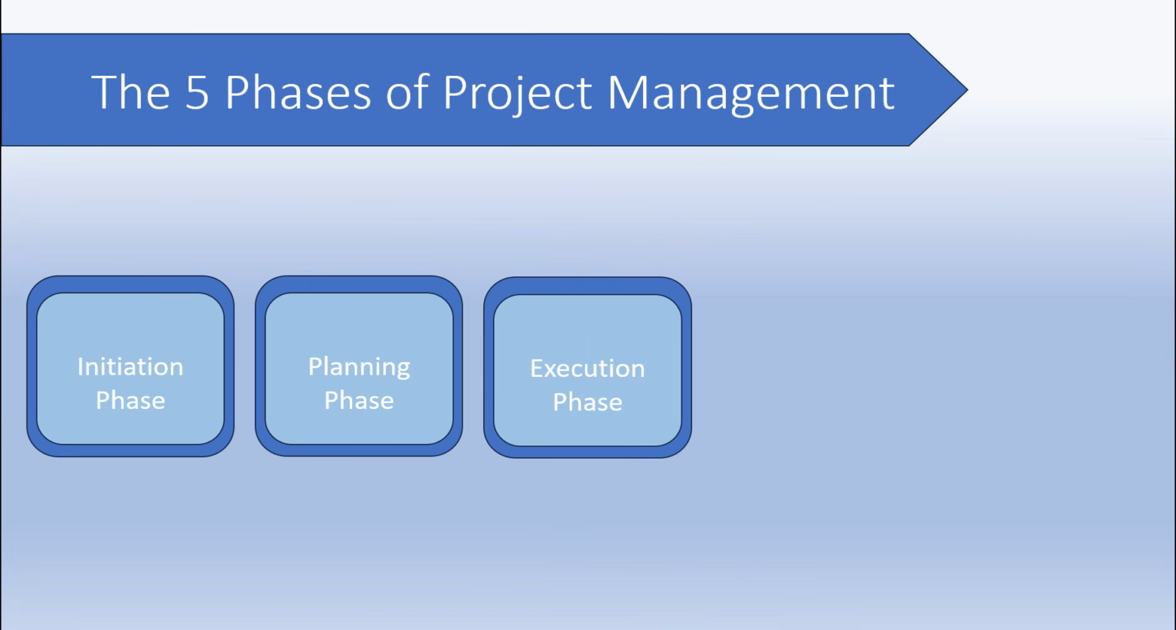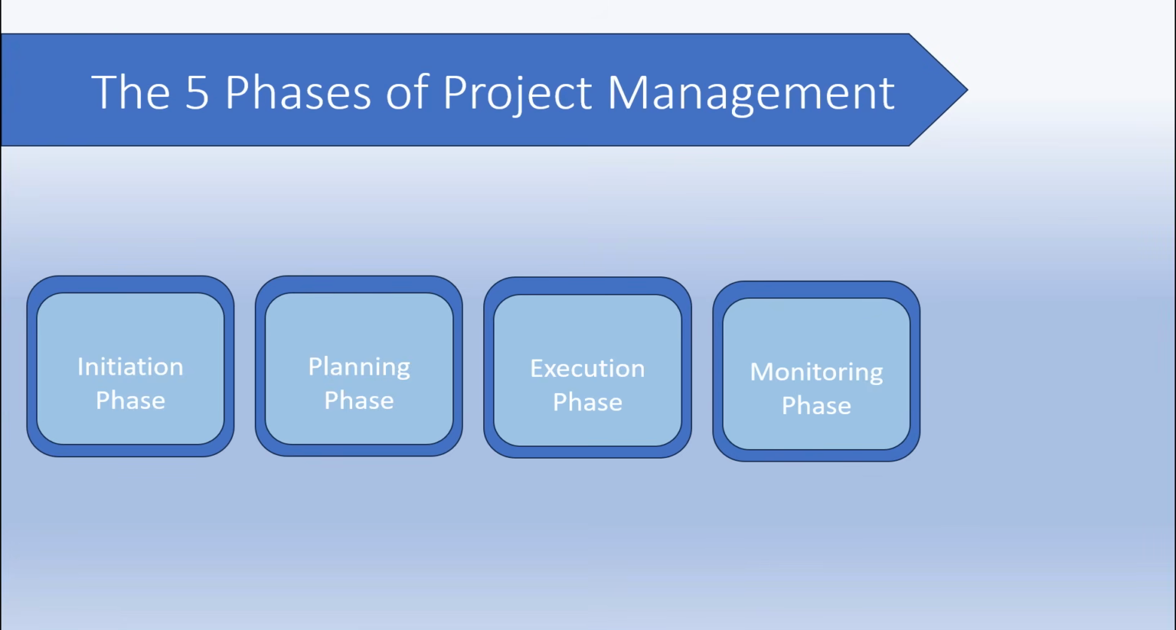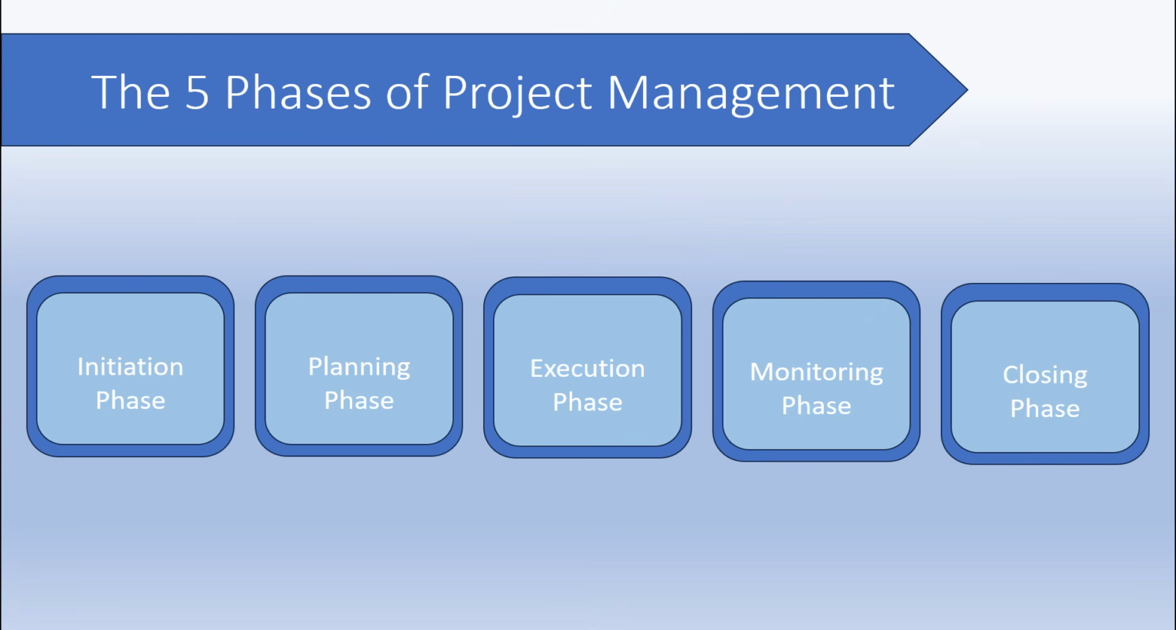We then have the execution phase, where we'll implement the project plan and deliver the project deliverables. And then the monitoring phase, where we'll track the project progress, performance, quality, and issues, and make adjustments as needed. The last phase is known as the closing phase, where we'll finalize the project, close the contracts, and evaluate the project outcomes and any lessons that were learned during this project process.